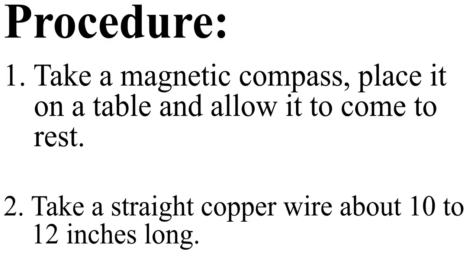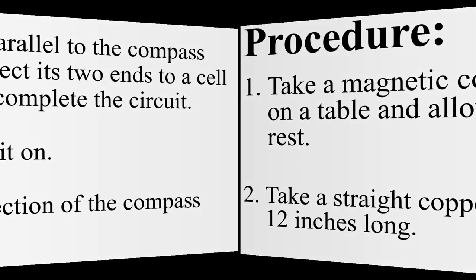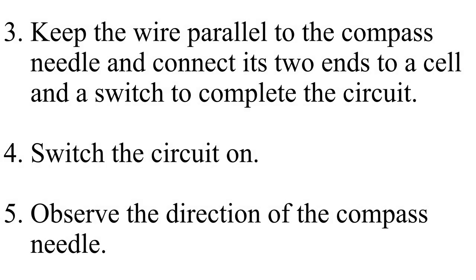Step number 2. Take a straight copper wire about 10 to 12 inches long. Step number 3. Keep the wire parallel to the compass needle and connect its two ends to a cell and a switch to complete the circuit.